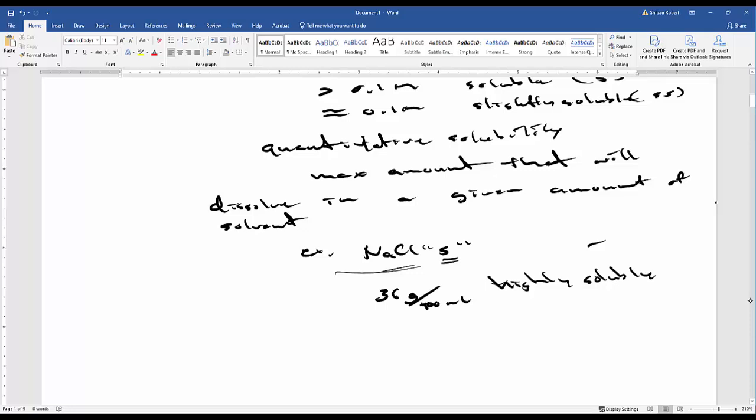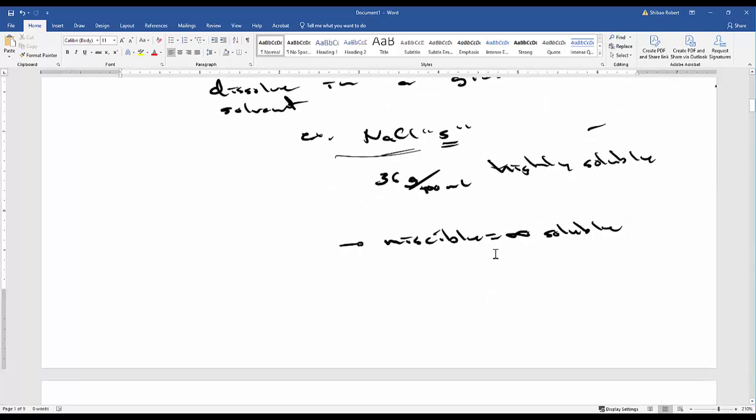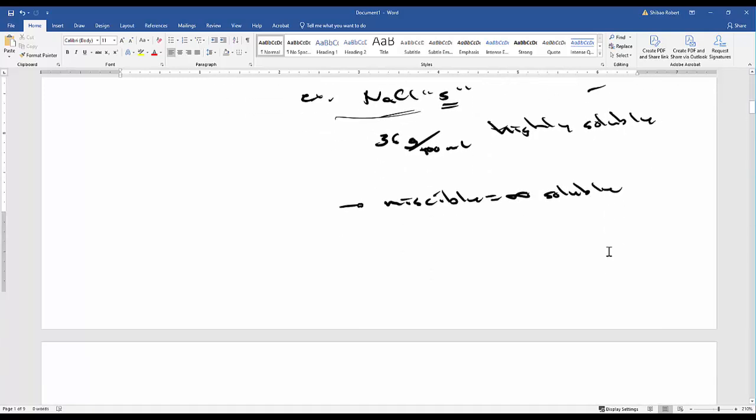If we take it to the limit, there are things that we call miscible. Miscible substances are like infinitely soluble. That is, there's no limit to how much you can dissolve. And sodium chloride is not miscible in water. Usually, when we think about miscible, they're like the same phase.